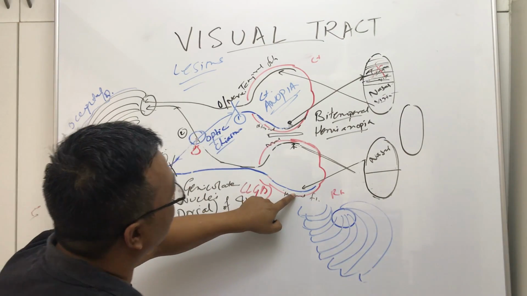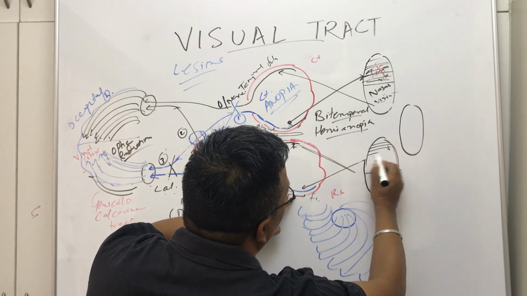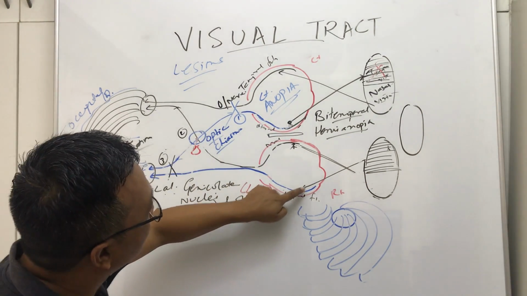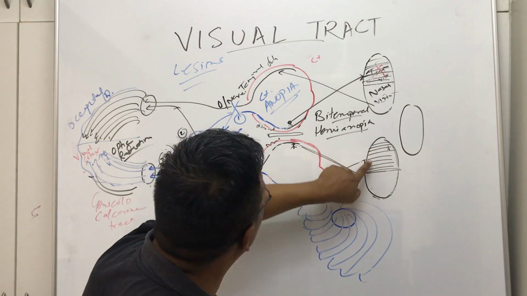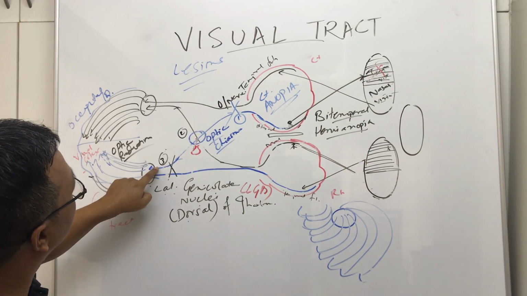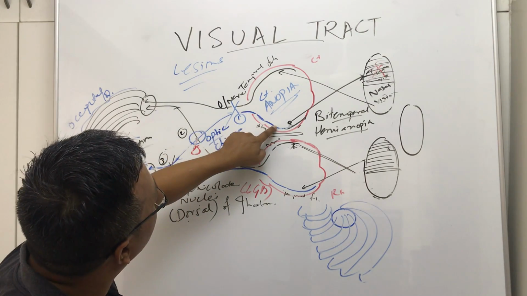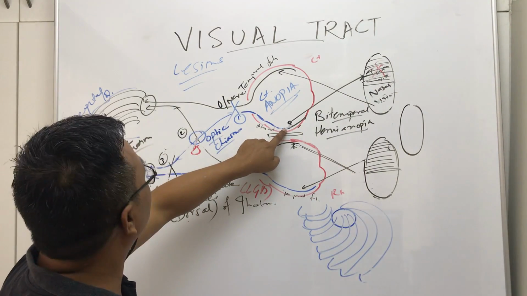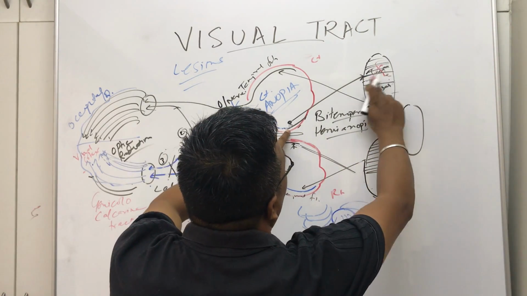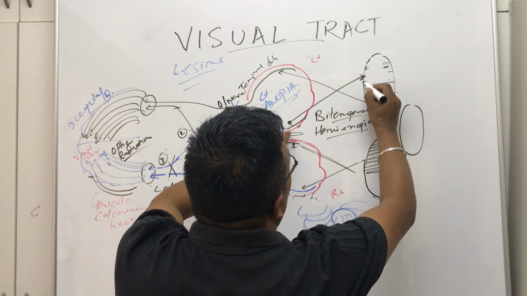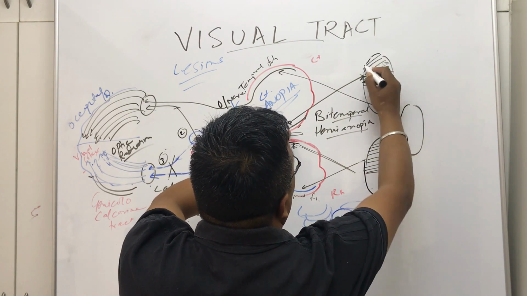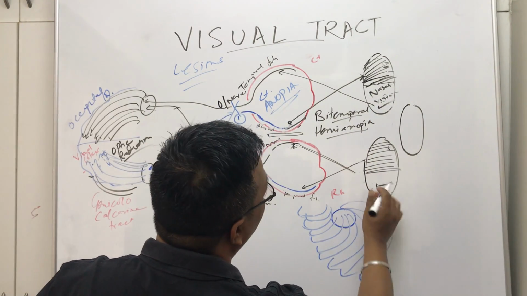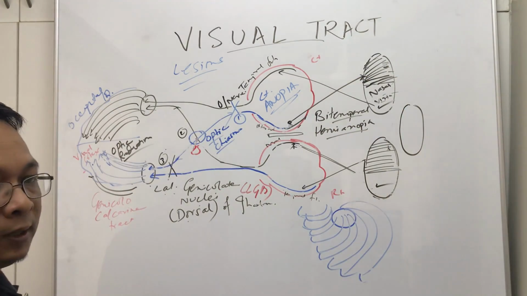Temporal fibers of the right eye are lost. So this part will be blind. His right nasal vision will be lost. This part will be blind. And nasal fibers of the left eye are lost. So nasal fibers means the temporal vision, so this part will be lost. So he can see clearly this part and this part, but this vision and this vision is lost when there is a right side lesion.